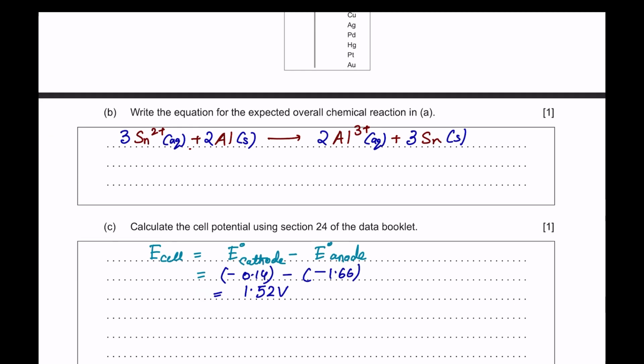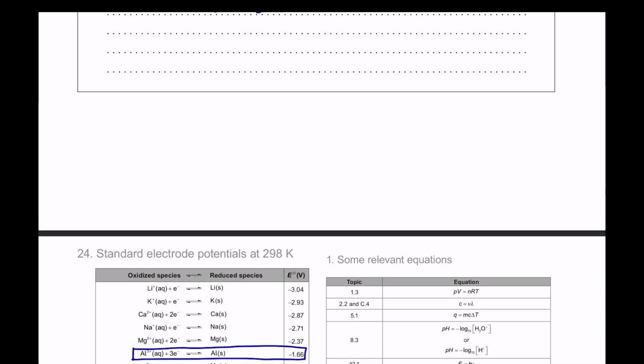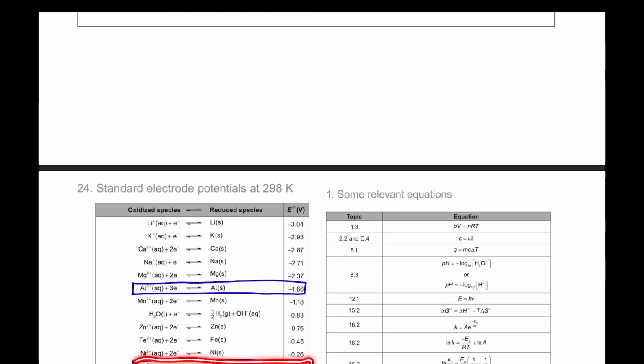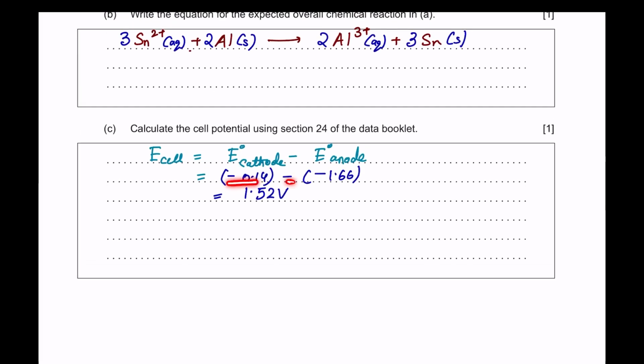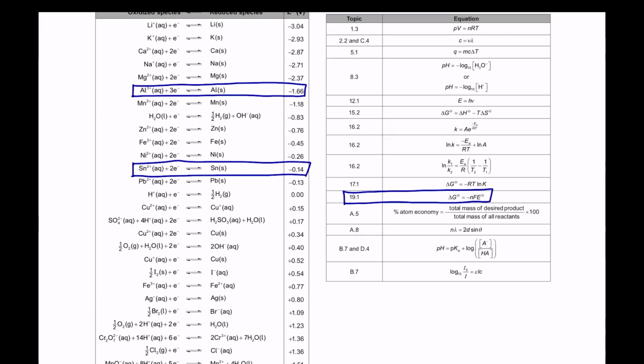Now you have to find the cell potential using section 24. So E naught of this cell is E naught cathode minus E naught anode. E naught cathode, you see here, is minus 0.14, and you will have E naught anode as minus 1.66. So minus 0.14 minus negative 1.66 gives you 1.52 volts, which is the correct answer to this question.